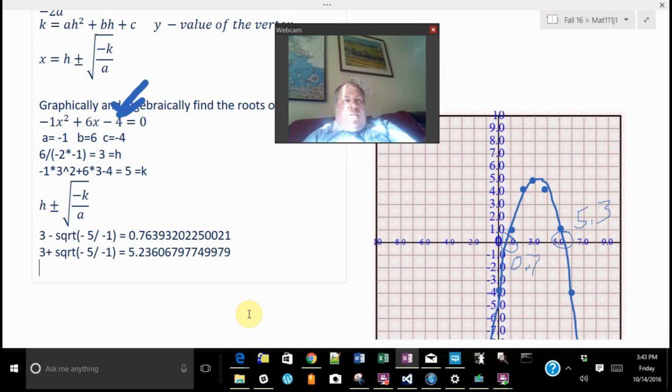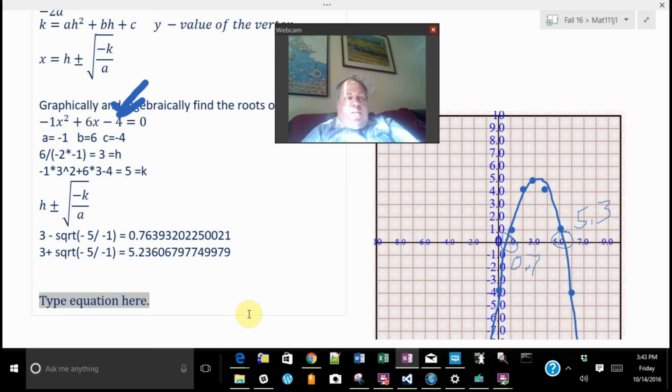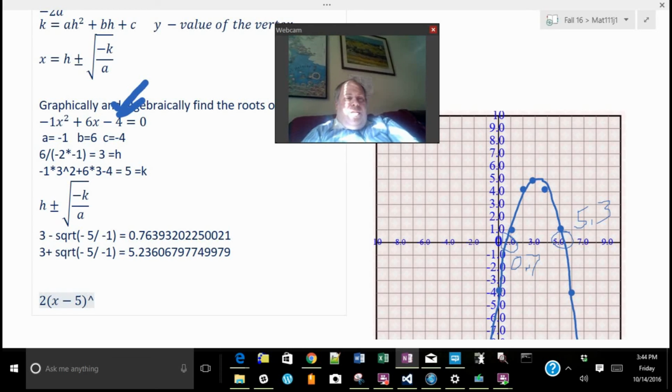So, try solving some similar equations, like, let's say 2 times (x minus 5) squared minus 7 equals 0, algebraically and graphically.